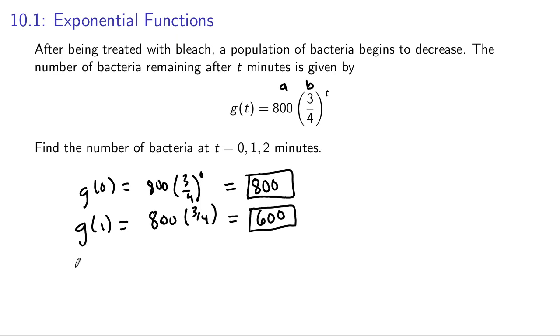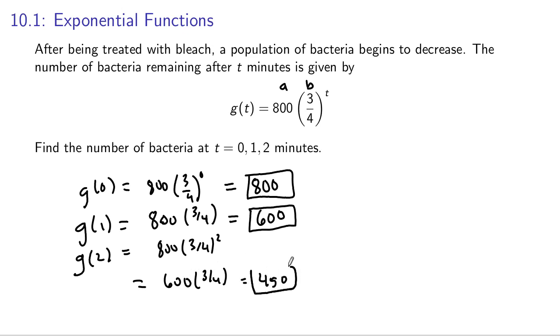Because 800 divided by 4 is 200, times 3 is 600. And what about at 2 minutes? Now we can find 800 times 3/4 squared. We could also think of this as just the previous result times another 3/4, sort of incrementally. Okay, and here you'd have 150 as 600 over 4 times 3 is 450.